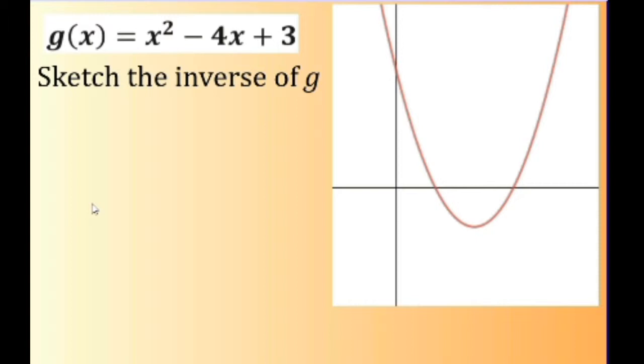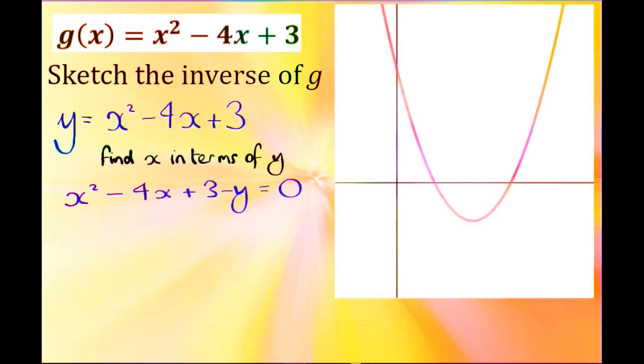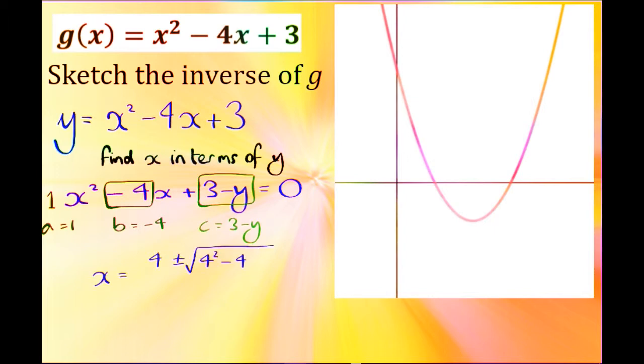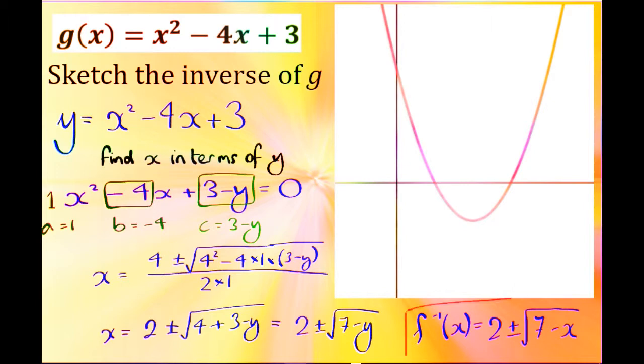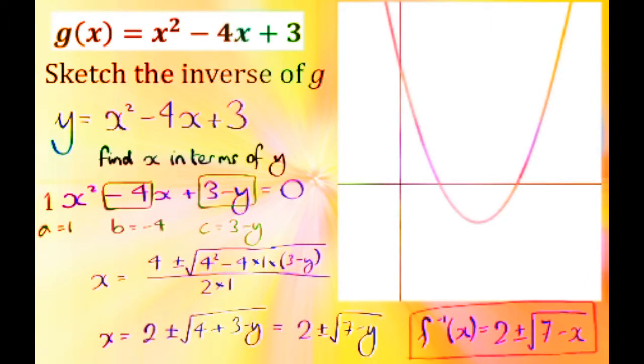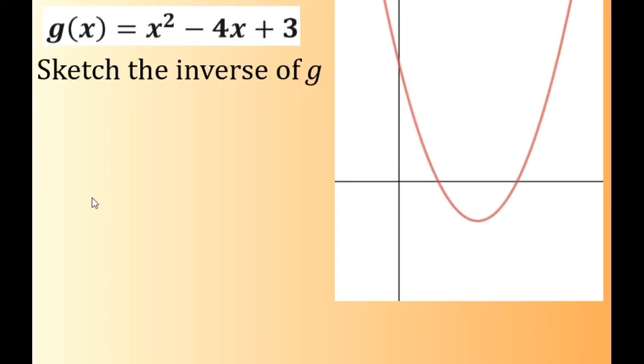Now I'm going to look at the inverse of the quadratic function. I could do it this way. Here I'm finding the inverse function algebraically. It requires the quadratic formula, a bit of manipulation, and I get 2 plus or minus the square root of 7 minus x. But that in itself isn't particularly easy to plot, so I'm instead going to use the method before, reflection in y equals x.